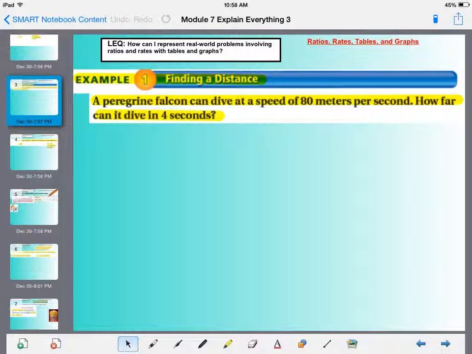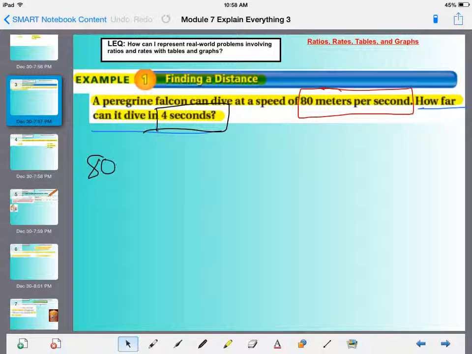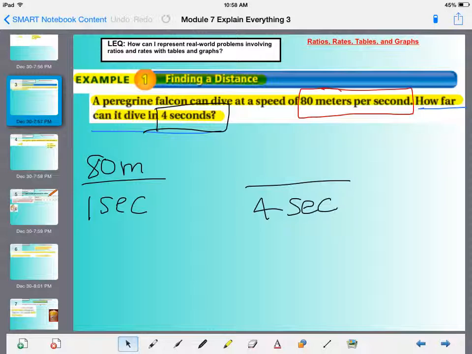If we're given a falcon can dive at a speed of 80 meters per second, that is important information. And the question is asking us how far can it dive in 4 seconds. That's also important information. So what we should do is set up a rate where we write a rate for the given information. This falcon can go 80 meters for every 1 second, and the question is asking us how far can it dive in 4 seconds. So we go ahead and set up this rate, and we match up the units together, so the seconds to the seconds.